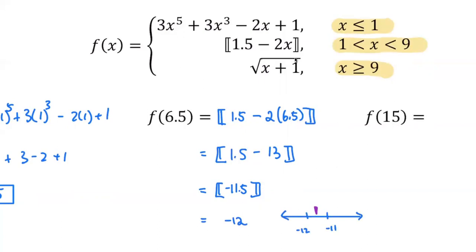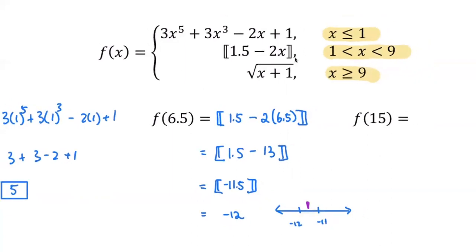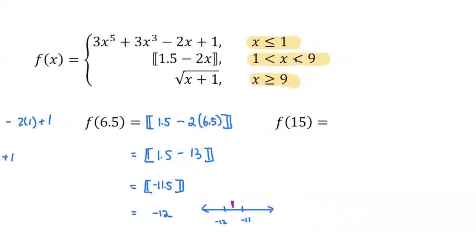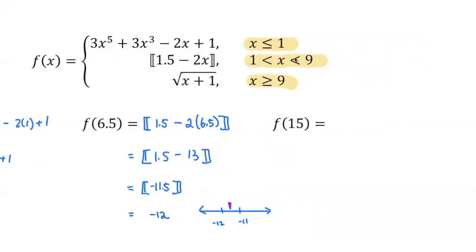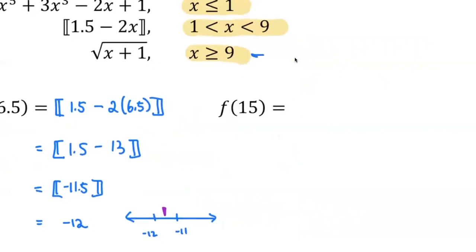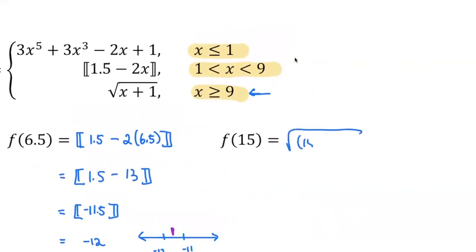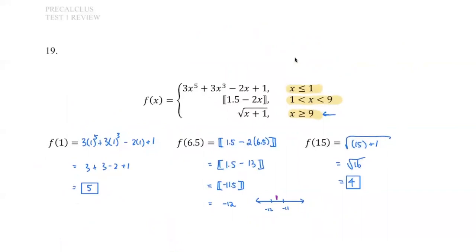So make sure that you are well aware of this. Become an expert in this so that you don't fall victim to this little step function right there. And then for 15, I think that's very obvious. It's just the final piece right here because 15 is greater than 9. So you would do square root of 15 plus 1, which is square root of 16, and that results in the number 4. So that's pretty much it for the piecewise function.